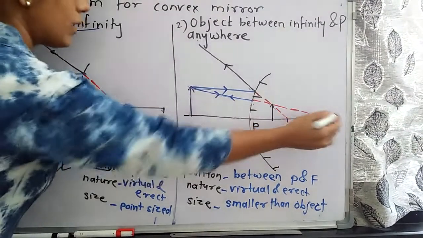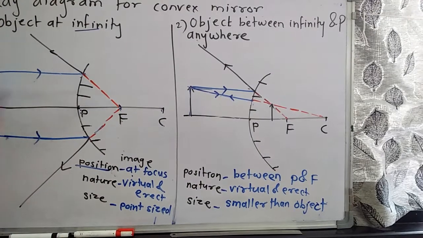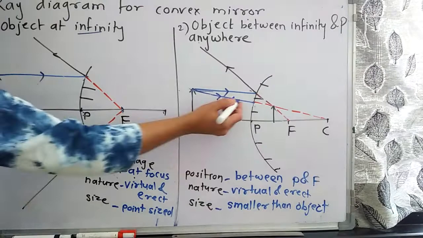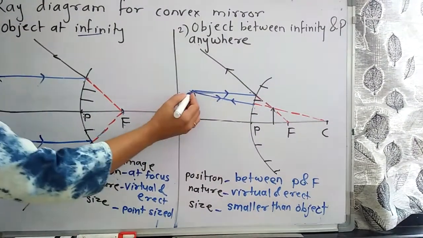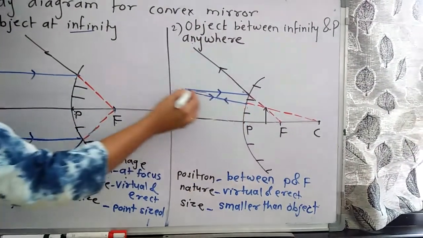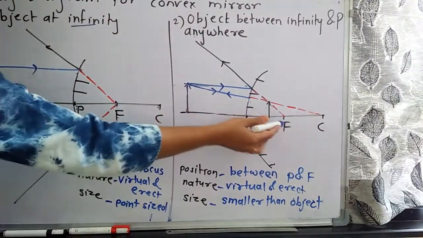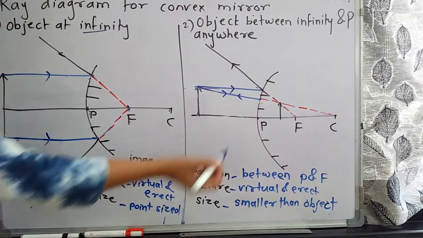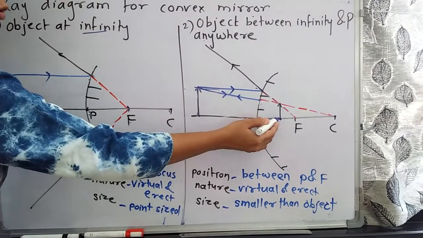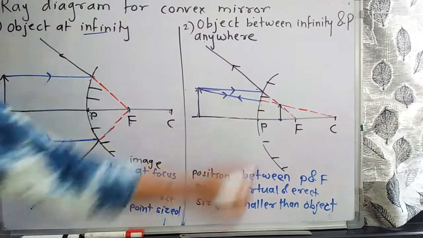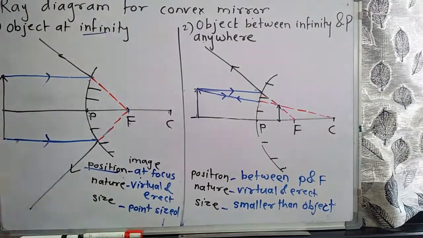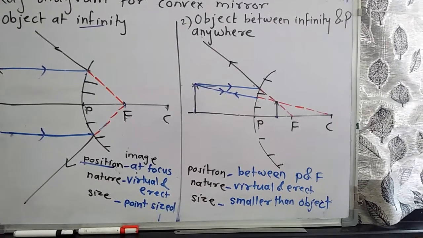It is going towards the center of curvature. It is not actually going. It appears to be going to the center of curvature and it is reflected by the same path. So this is the incident ray and this is the reflected ray. And both are extended imaginarily behind the mirror. And both rays are going to intersect here. So here we get the intersection point above the principal axis. So here we get the image, that is the virtual image.